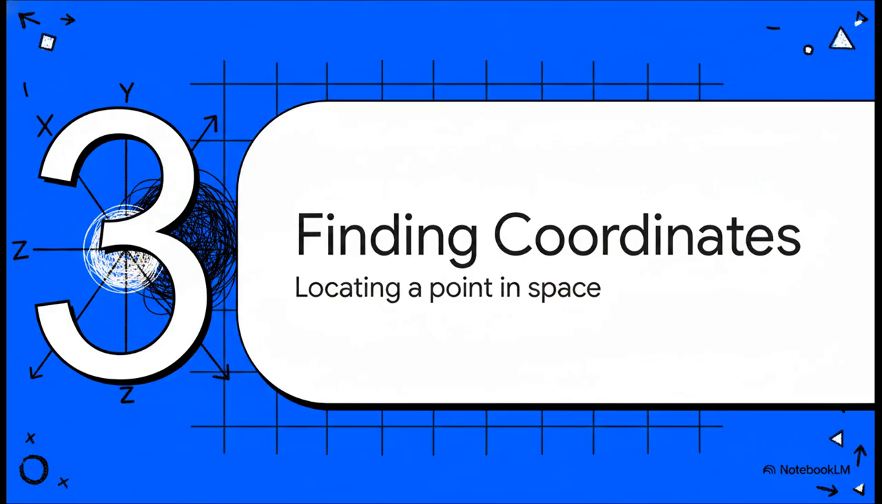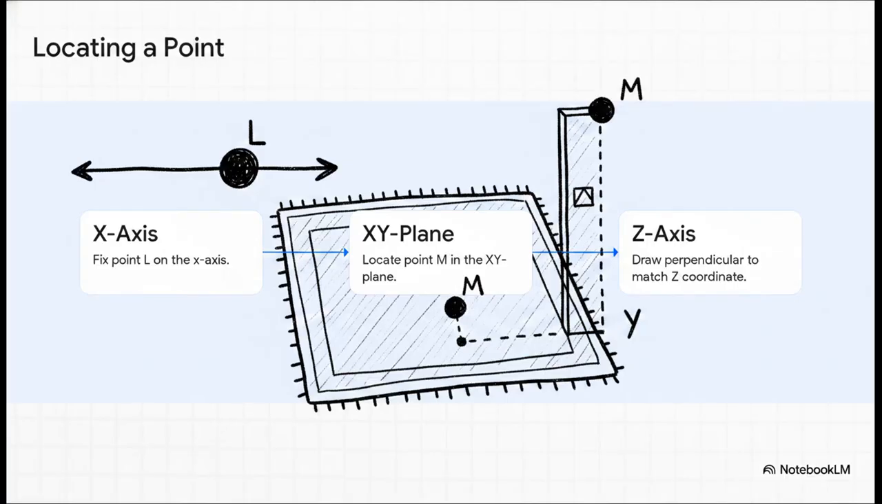Which brings us to section 3. Finding your coordinates. Let's see how this structure builds our ability to actually plot a specific point. Locating a point boils down to a really simple 3-step procedure. First up, you fix a point on the x-axis. Second, you locate your point in the flat xy plane, just like old times.